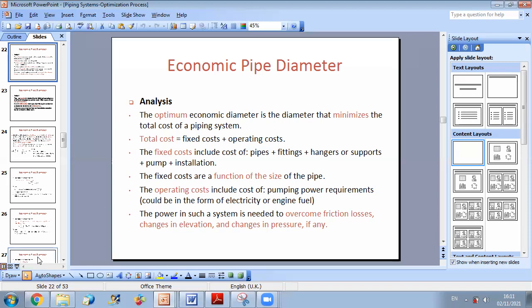Whenever you go from one point to another, if you have losses, you should overcome these losses. If you have changes in elevation, for example a tower where you want to pump water from ground level to the last floor, then you have a considerable change in elevation which requires a certain pumping power. And if we need to increase the pressure, we need to provide a certain power from the pump.